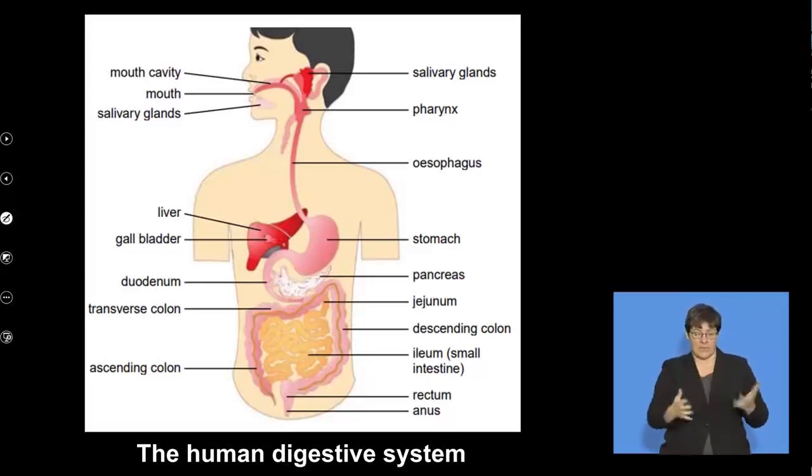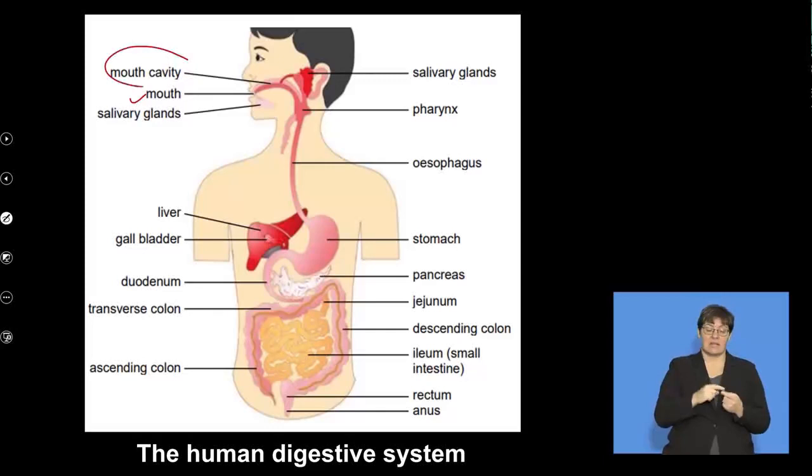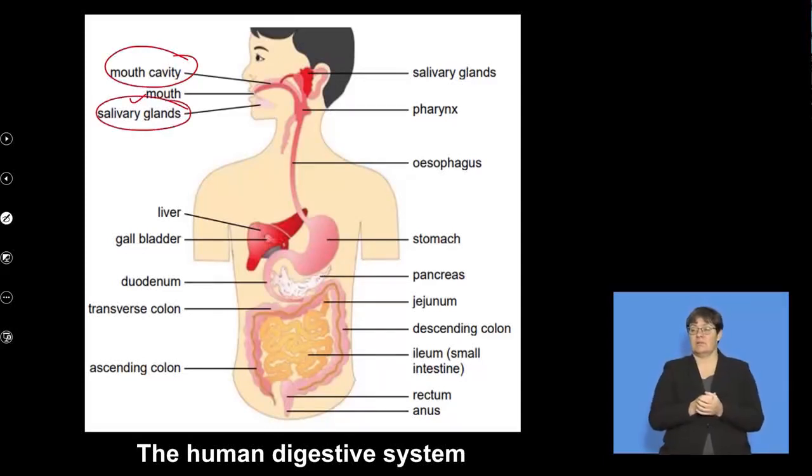So in the mouth you've got teeth, you've got the mouth cavity in which the food is mixed up with saliva. And saliva is produced by the salivary glands, and these are present in the body, and there are 6 pairs of salivary glands underneath the tongue and further up on the side of your cheekbones.